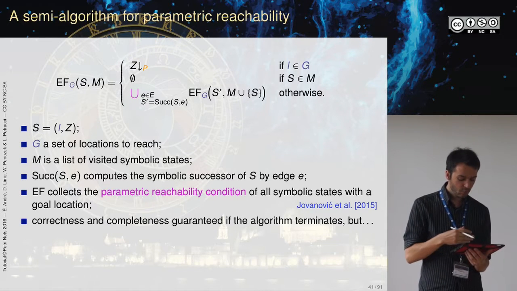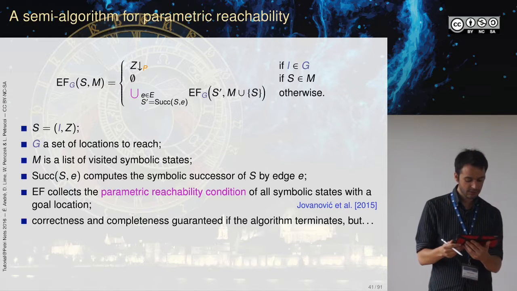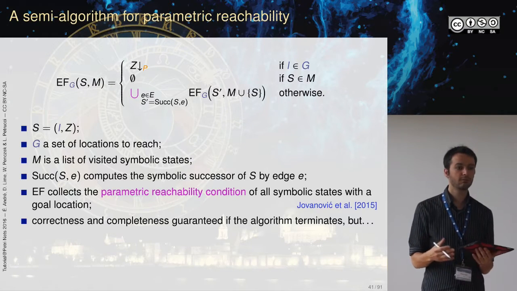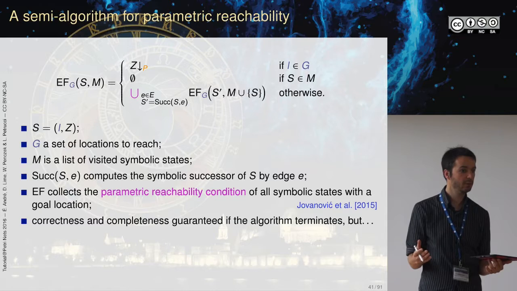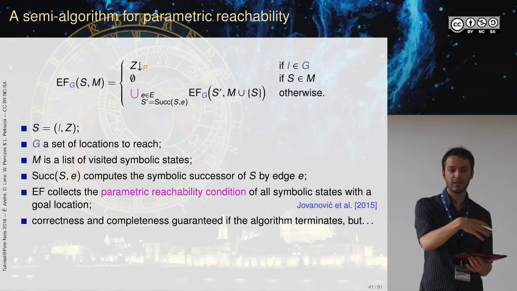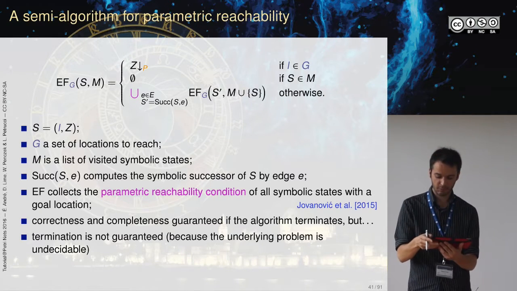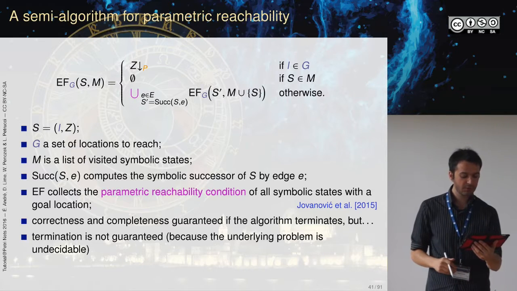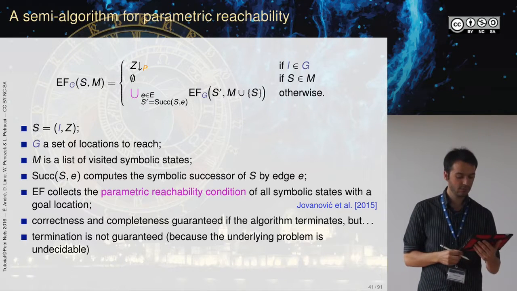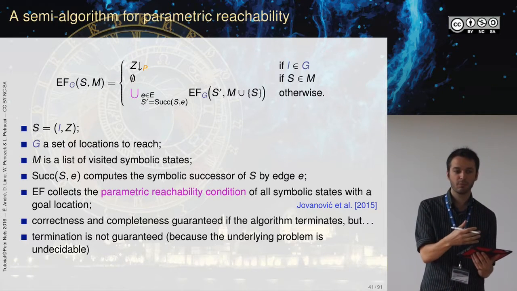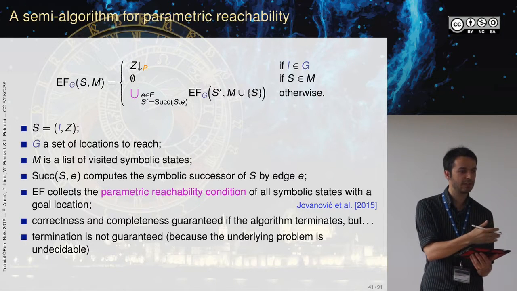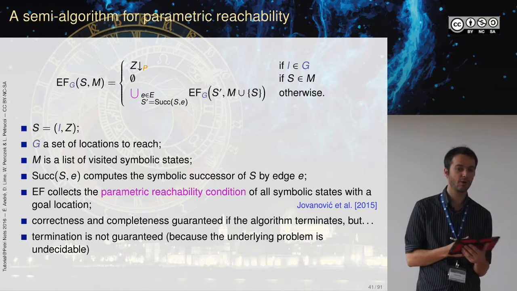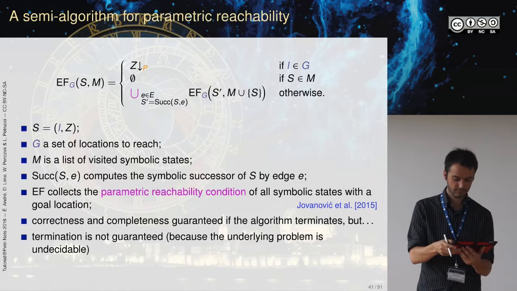This algorithm was shown to be correct by Aleksandra Jovanović and co-authors. It's also complete. However, it may not terminate. Why? Because I explore symbolic states and I may have an infinite number of symbolic states. So the termination is not guaranteed. And another way to recall it is that the underlying decision problem, whether the set of parameter valuations is empty or not, is undecidable.